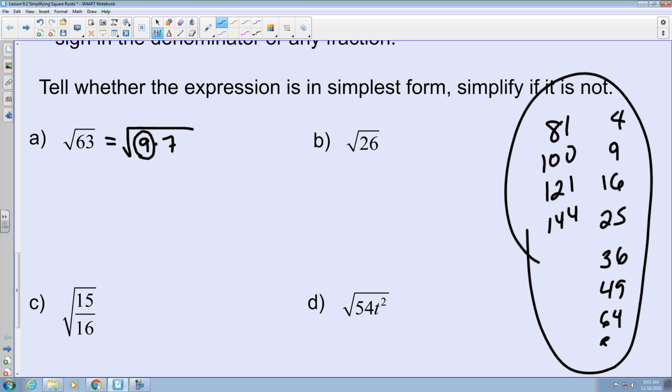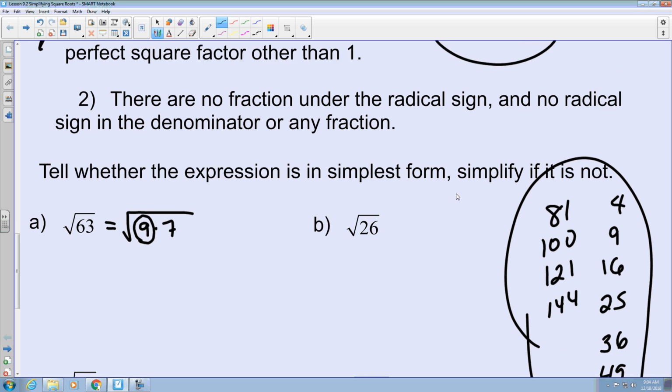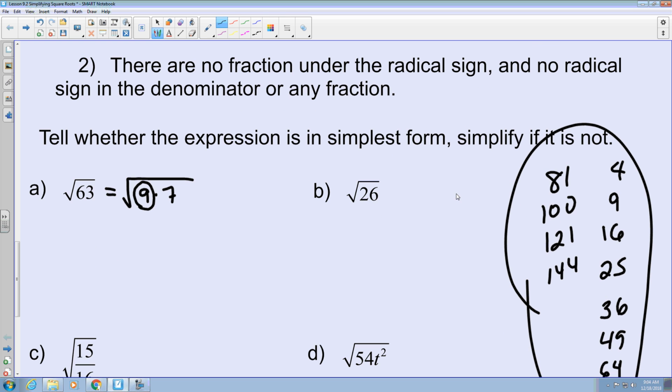Now that I found a perfect square number, that can be taken out of the square root. And we know that the square root of 9 is 3. So the square root of 9 gets put to the outside, and my exact value that's simplified is 3 times the square root of 7.